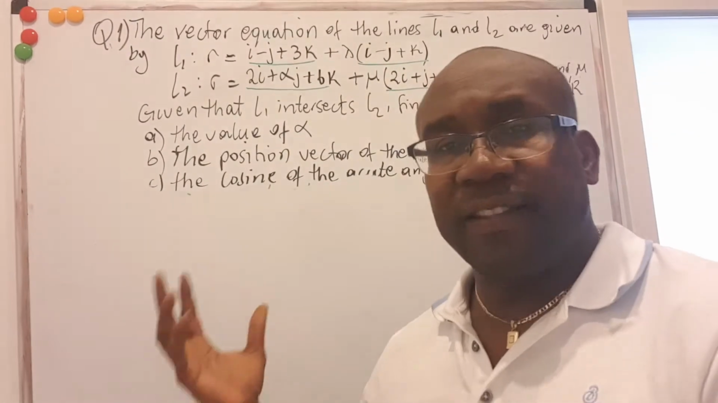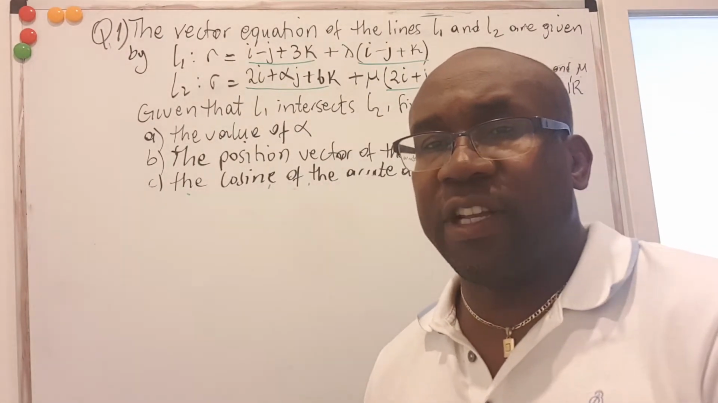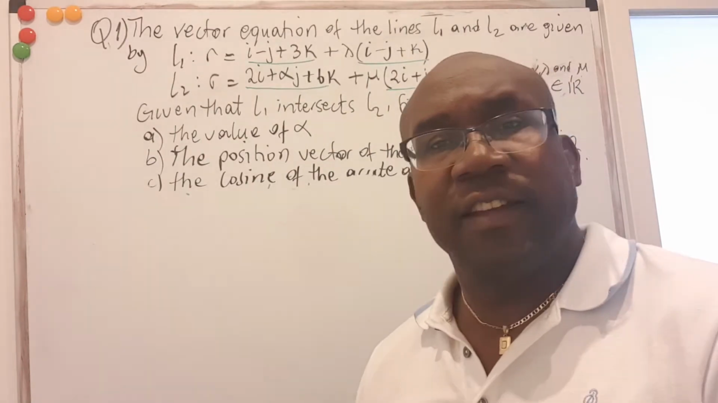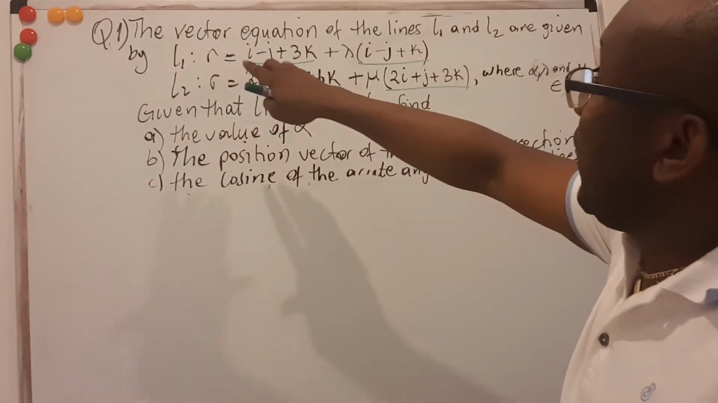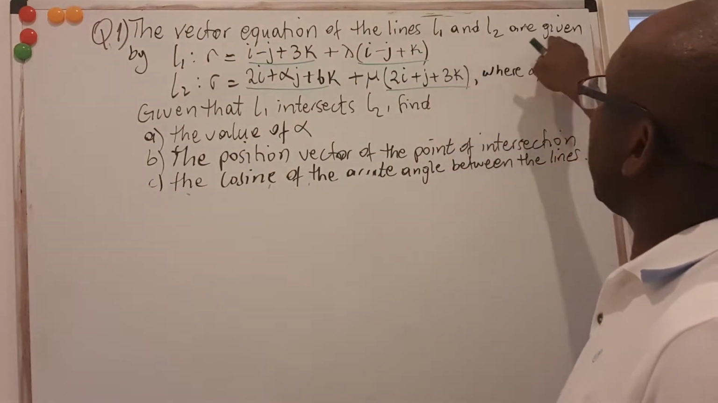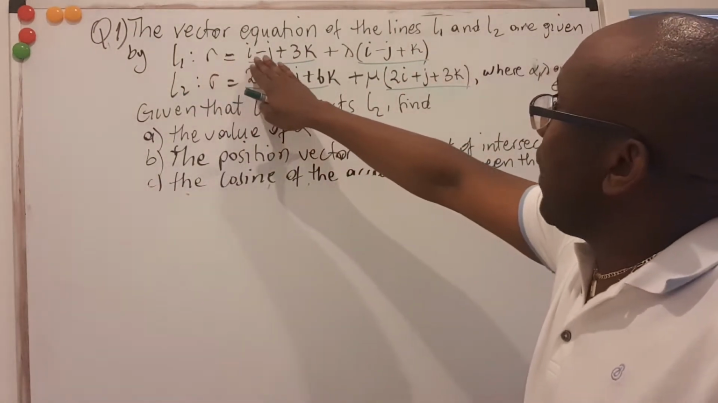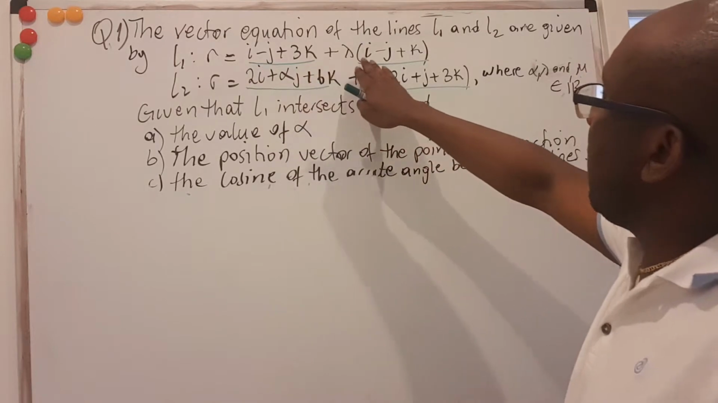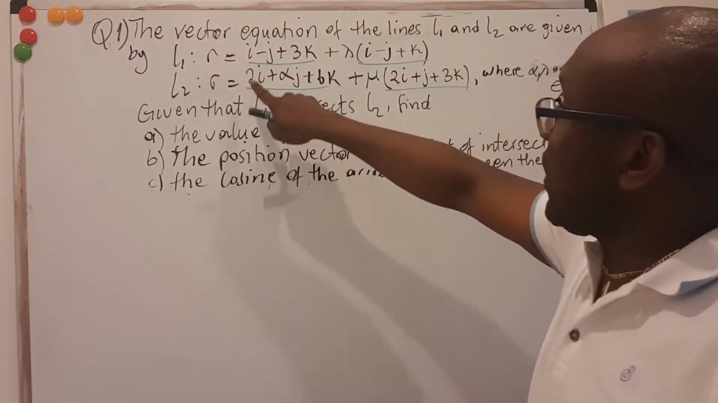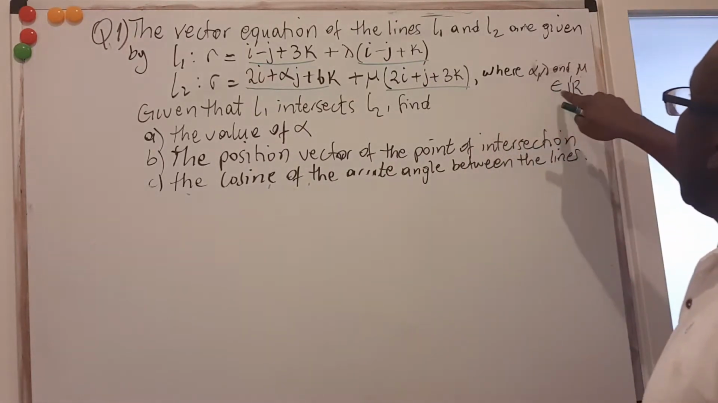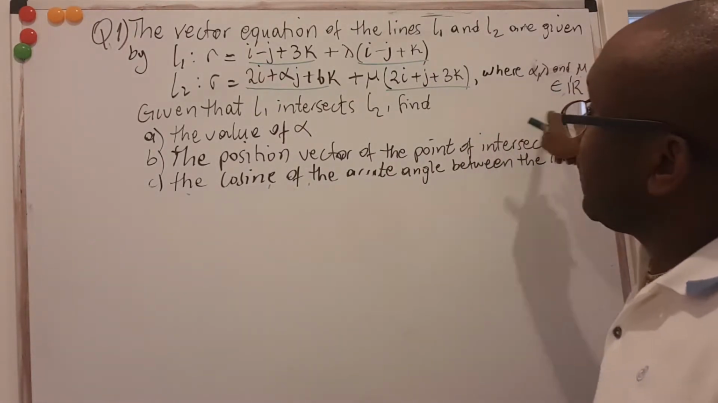So we'll look at this example, and I hope that there you'll be able to get some tricks to be able to handle questions that are similar to these ones. So the question says, the vector equation of the lines L1 and L2 are given as r equal to i minus j plus 3k plus lambda (i minus j plus k), and r is given also as this, where alpha, lambda, beta are real constants.